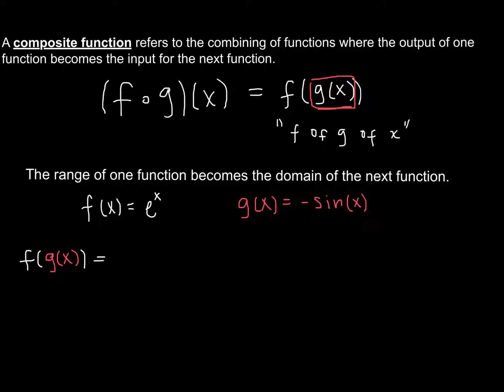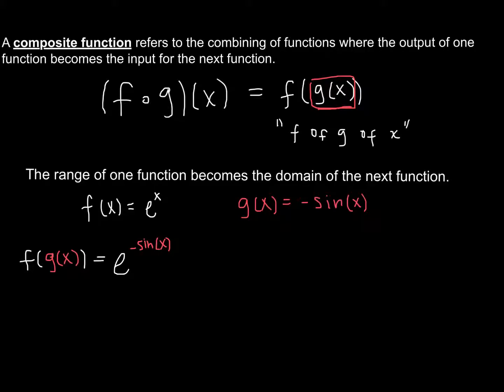And so what f of x will do is it will take its input and it will use it as the exponent with a base of e. So we're going to take the output of g and use it as the exponent with a base of e. E to the negative sine of x. You could take a look at that function, maybe graph it on Wolfram Alpha.